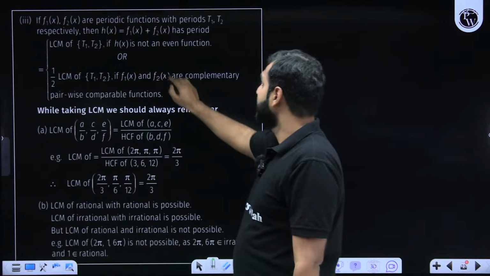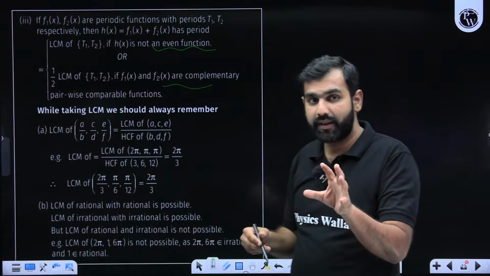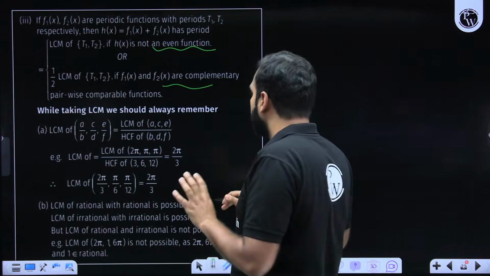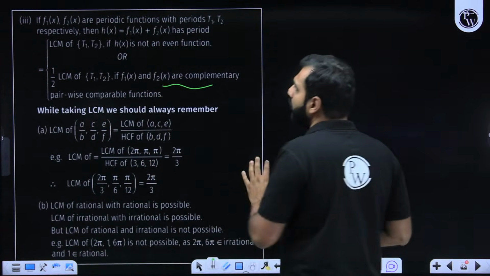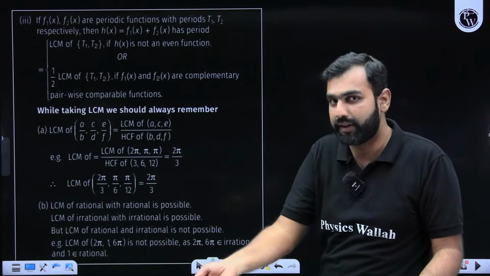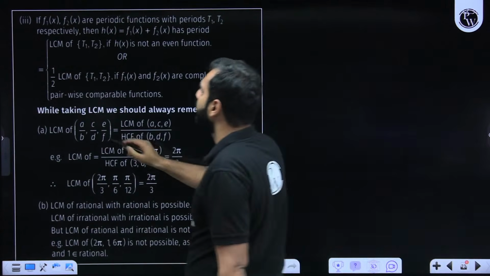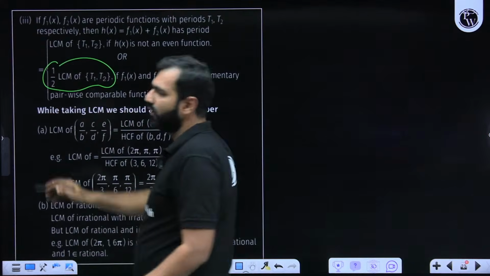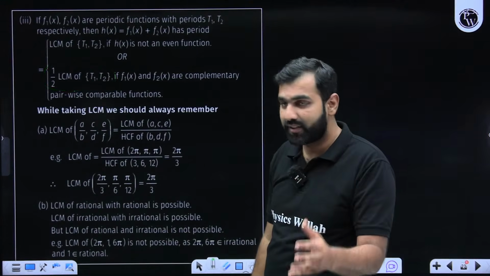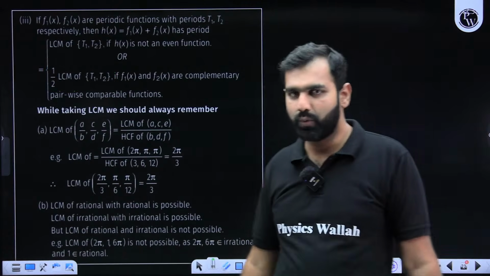This is something you got to remember, and this is the catch where IIT JEE loves playing. But if f1 of x and f2 of x are complementary or pairwise comparable, for example, sine square x plus cos square x, that is a constant function, and that's a problem. Then in that case, you would first of all define it, you will understand it, and the other way is half of LCM of T1 comma T2. I hope we can move ahead from here.